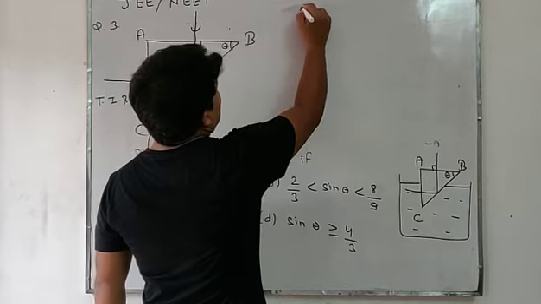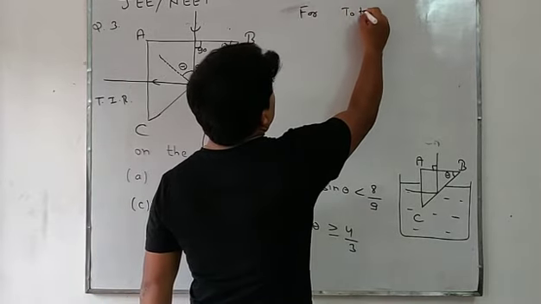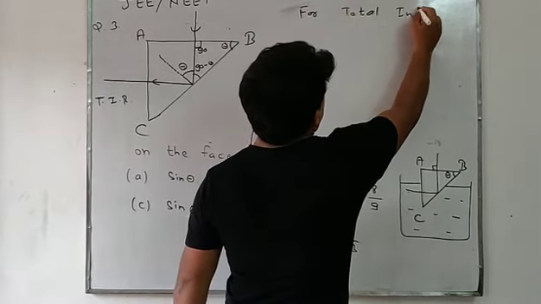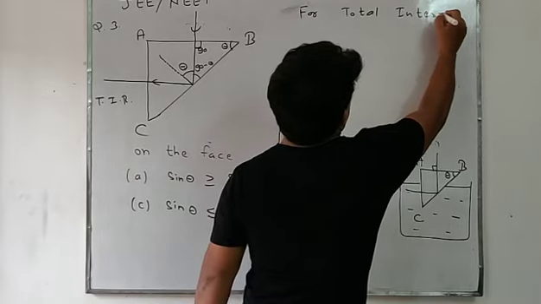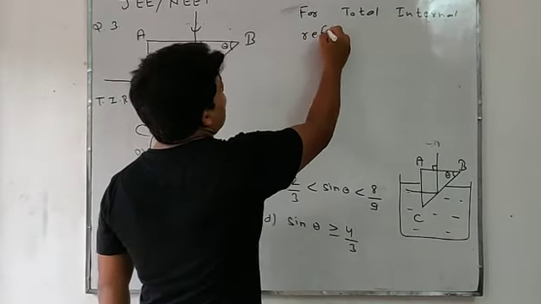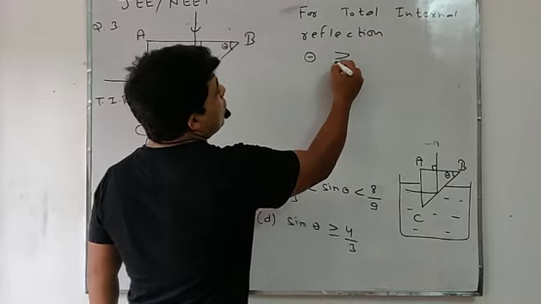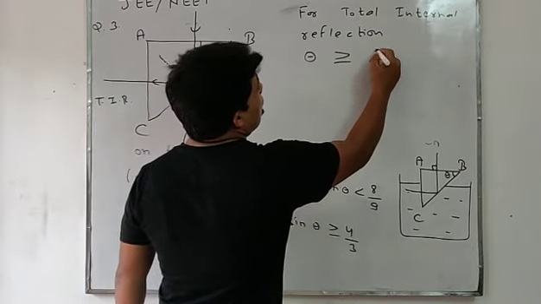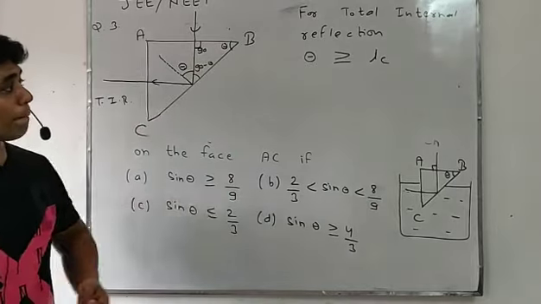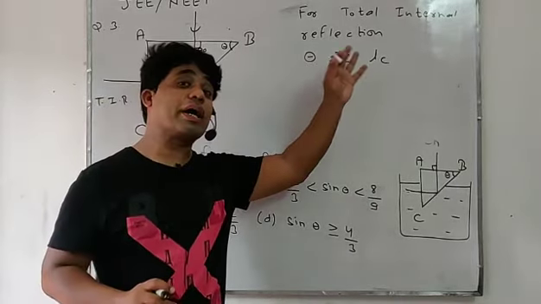First of all, I am going to apply the condition of TIR. For total internal reflection, what is the condition? Theta should be greater than or equal to the critical angle IC.